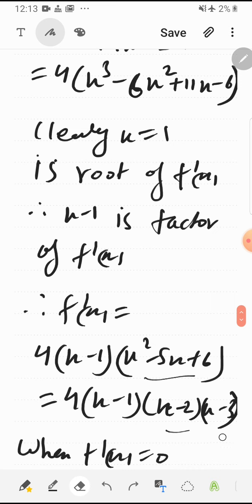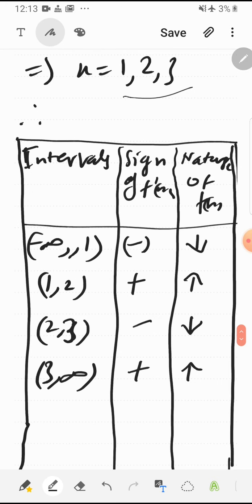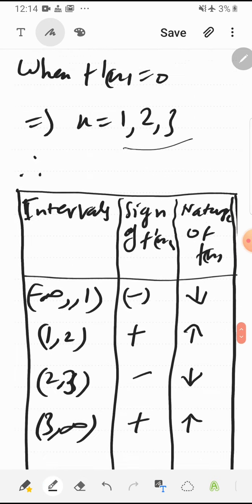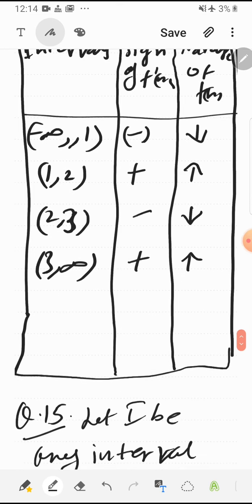So if I am putting x is equal to 2.5, so positive, positive, negative, that means overall it is negative and it is decreasing. And finally, if I am picking any point from the large interval, say 4, so we can see that if I am putting 4 here, positive, positive, positive, that means overall it is positive. So alternately these are increasing and decreasing.